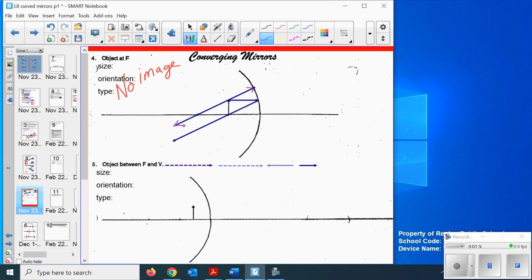Parallel rays never meet up, right? And so I'm going to write down here: parallel rays never meet. That's why there's no image from our geometry. Okay. Yeah, that's number 5.